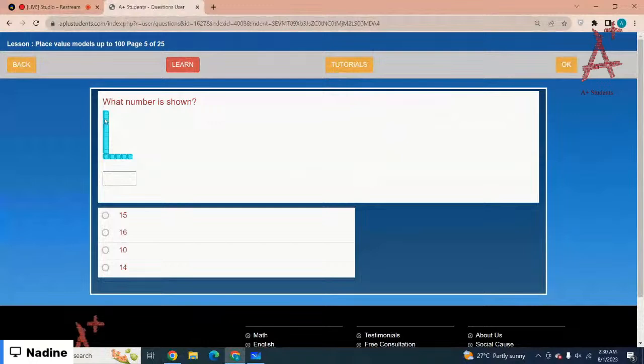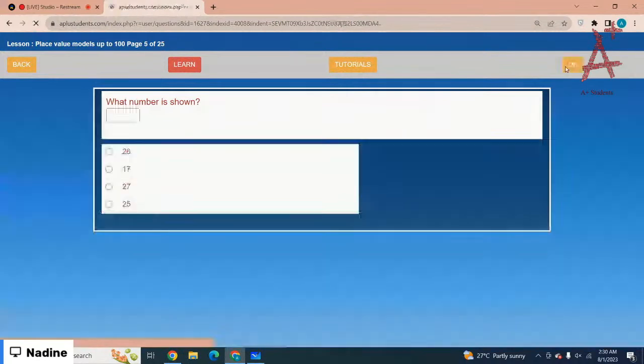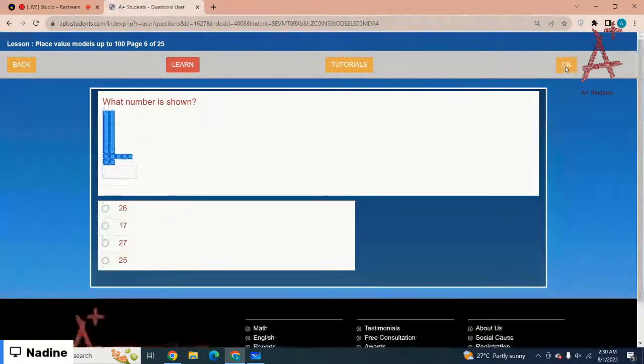You can see this one represents the 10, and the squares that represent the 1 are 1, 2, 3, 4, 5. So they are now 15. The correct option is 15. That means you have 5 ones and 1 ten. So it represents 15.